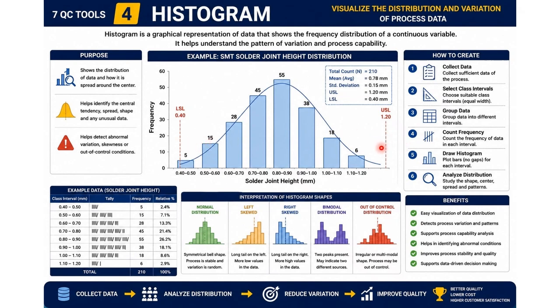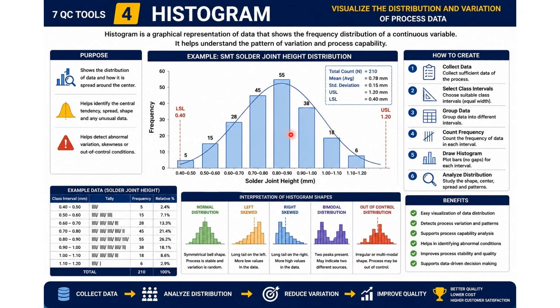At the bottom, you can also see different histogram shapes, such as normal, left-skewed, right-skewed, bimodal, and out of control. Each shape provides valuable information about process behavior and possible issues. To create a histogram, first collect measurement data, divide it into equal intervals, count the frequency of each interval, draw the bars, and then analyze the distribution pattern.